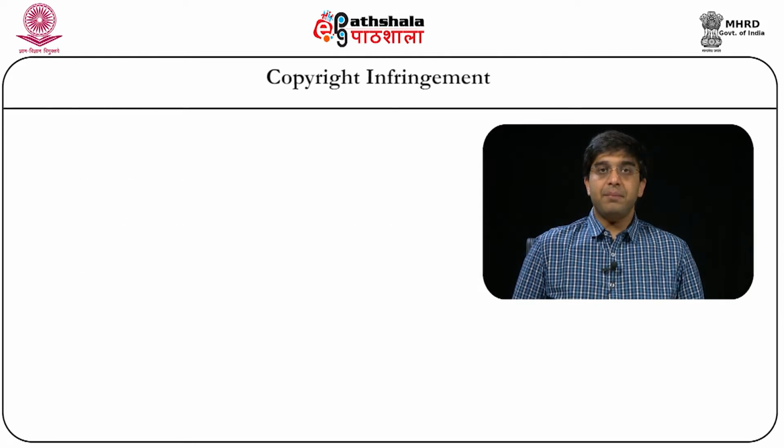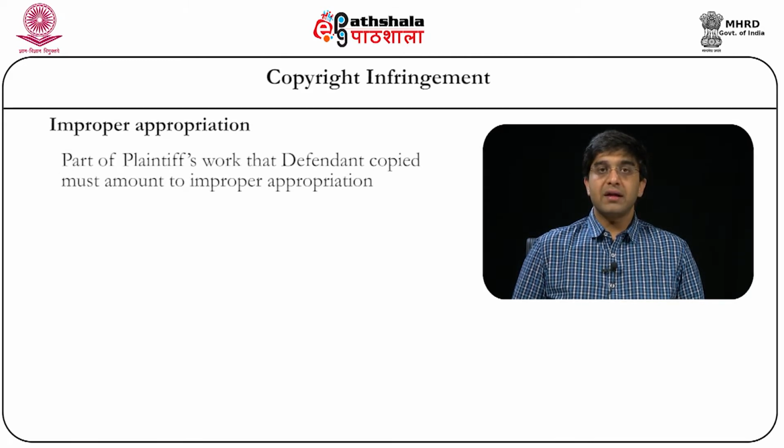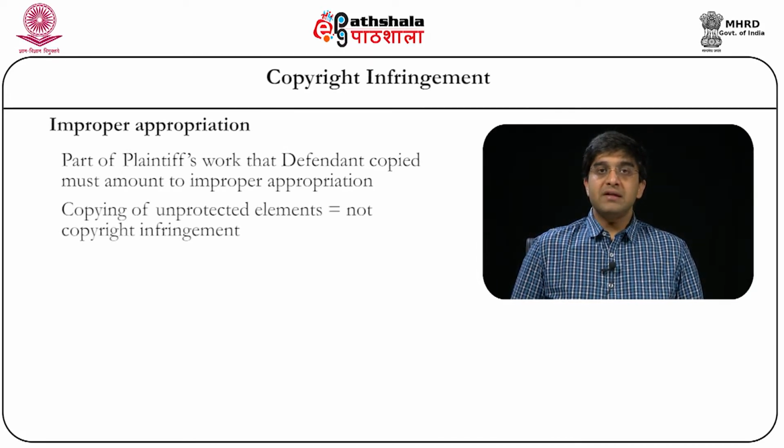The second part of the test relating to infringement of copyright is improper appropriation. That is, the part of the plaintiff's work that the defendant copied must amount to improper appropriation. What does this mean? That is, if the defendant copied certain unprotected elements of the plaintiff's work, it does not amount to copyright infringement. As you can imagine, almost every copyrighted work has some protectable elements and some unprotectable elements.